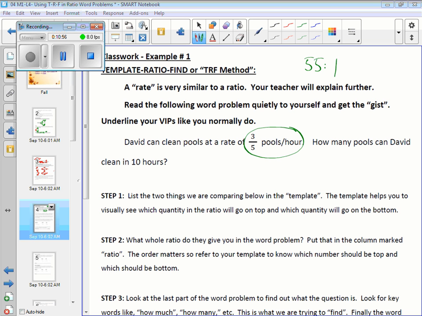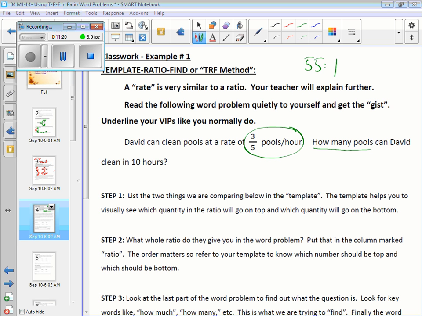What are they asking us to find? How many pools or how many hours? Read the second part of the question. I need to know what they're asking me to find. And part of that sentence, what else are they giving us?